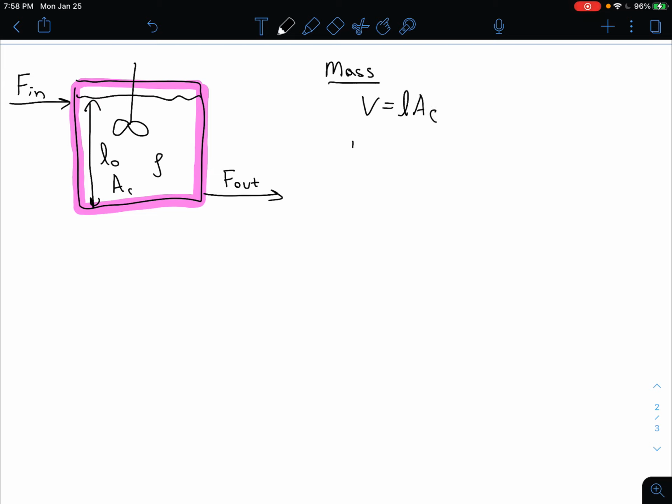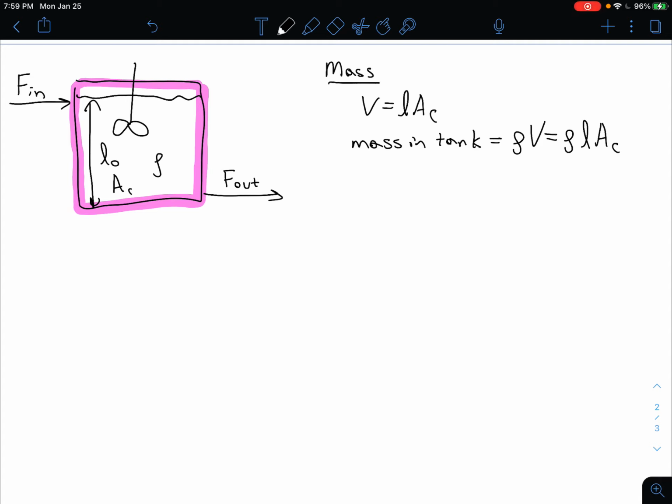The mass in the tank is going to equal rho V. Rho is mass per unit volume. V is the volume in the tank, so the mass is also rho L A C. Remember that rho and A C are constant. The level can go up and down, but we're assuming that, say, this is a cylindrical tank, so its cross-section doesn't change. And the density of the fluid doesn't change because there's no change in things like temperature or composition.